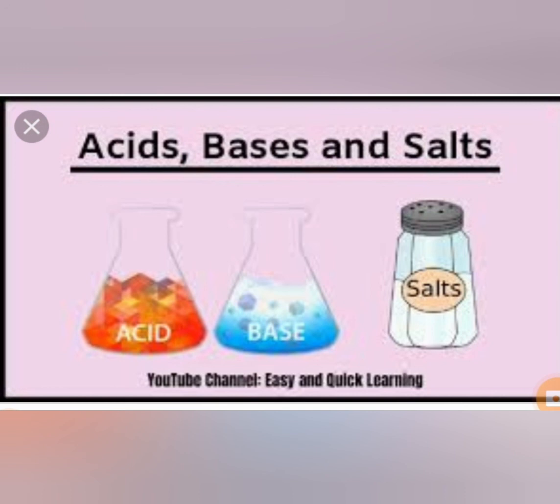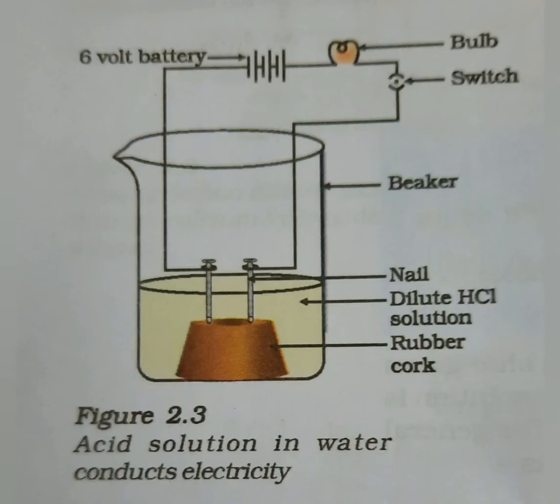Tomatoes have oxalic acid. Soap, hand wash, and toothpaste are good examples for bases. This is an experiment to show that HCl in water, with a battery connection, dissociates into H plus and Cl minus and helps to glow the bulb, that conducts electricity.